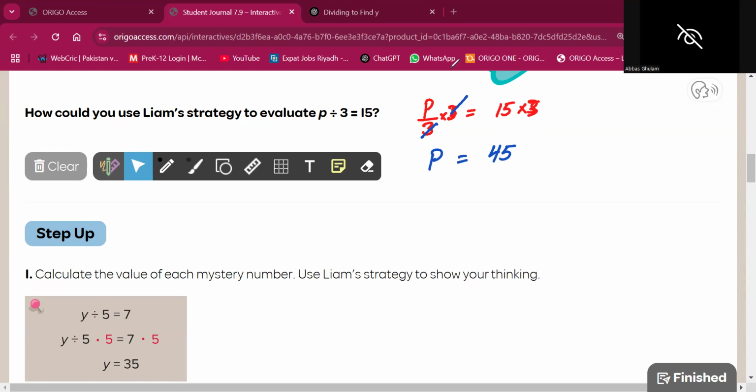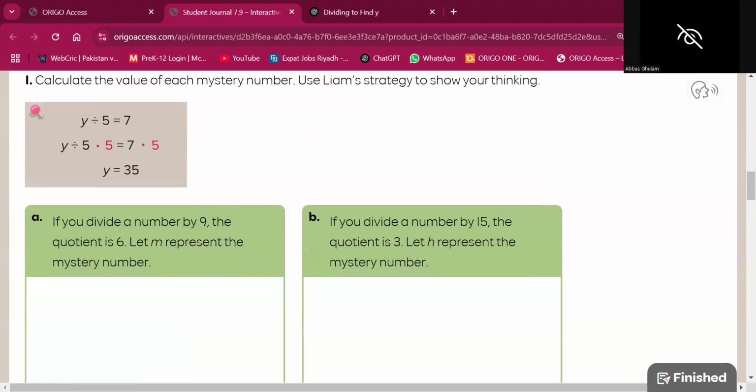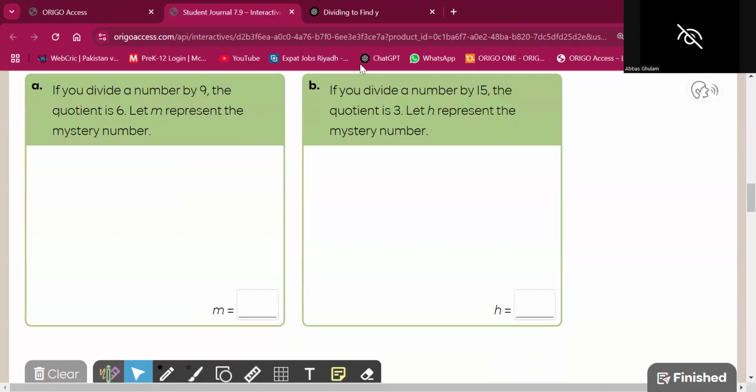Let's try some other examples to make sure, in case something is new for us. For example, there is a mystery number question, a problem-solving question. Let's try this one. If you divide a number by 15, I write here divide by 15. The quotient, the answer, is what? 3. I write here 3. Let h represent the mystery number, so I can write here h as my mystery number.